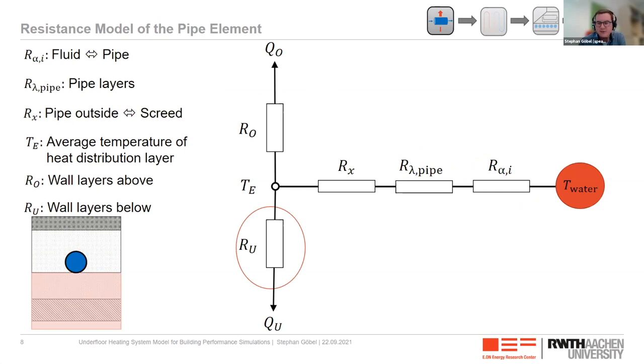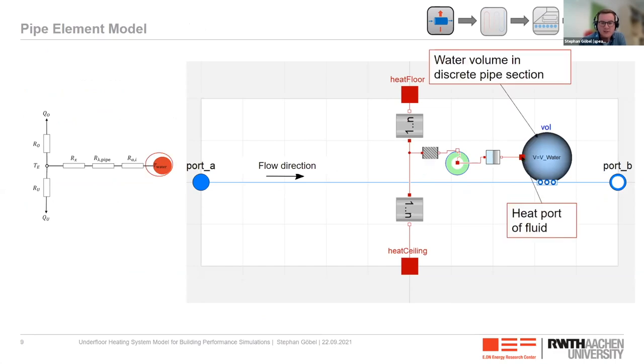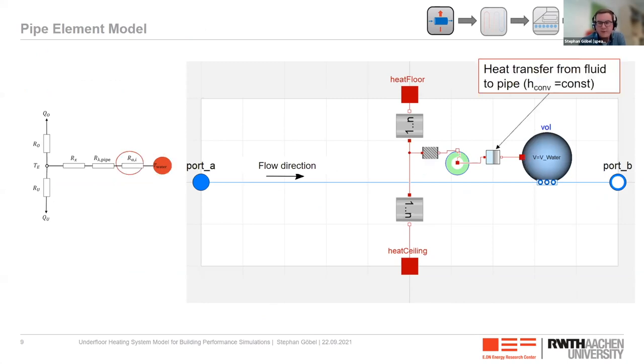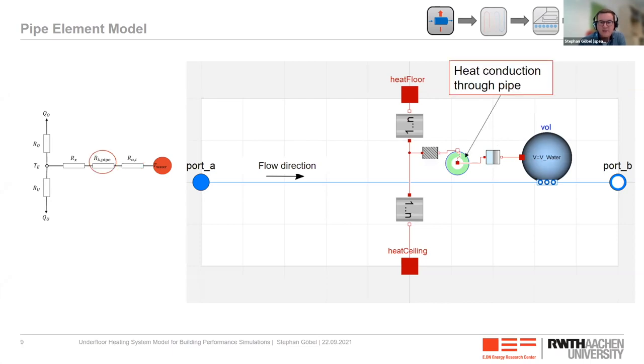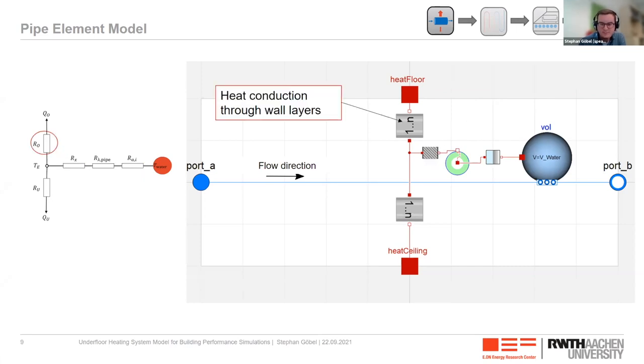This transferred to a model looks like this in Modelica. We realized it using a water volume for the discrete pipe section, and then the heat flows into the pipe. There is implemented a constant heat transfer coefficient for turbulent flow, so the Reynolds number is high enough in our cases. Then we have the heat conduction through the pipe layers and the heat transfer from the pipe to the screed. And then we have the heat conduction.